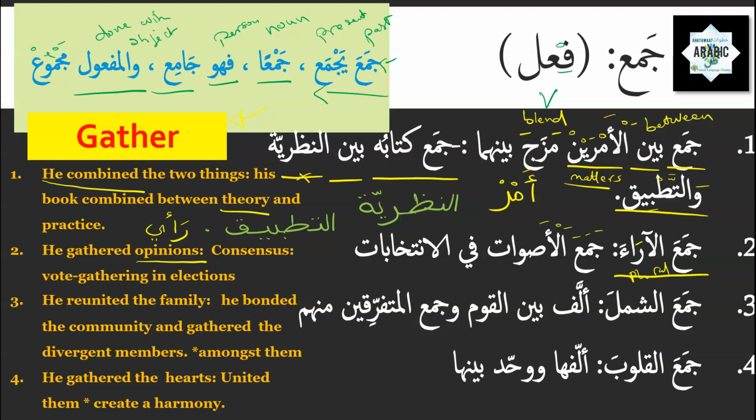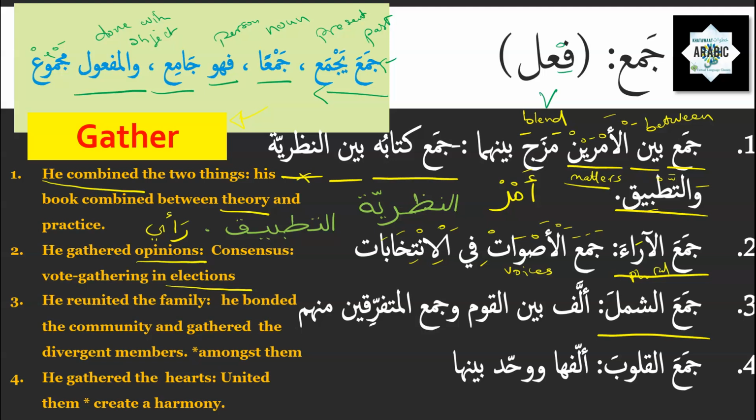It means he gathered votes. جمع الأصوات. الأصوات literally means voices and referring to the votes. في الانتخابات. In the elections. The third sentence we have جمع الشمل, and this is also an idiomatic expression referring to reuniting the family members after probably a dispute or a disagreement to create more of a harmony.